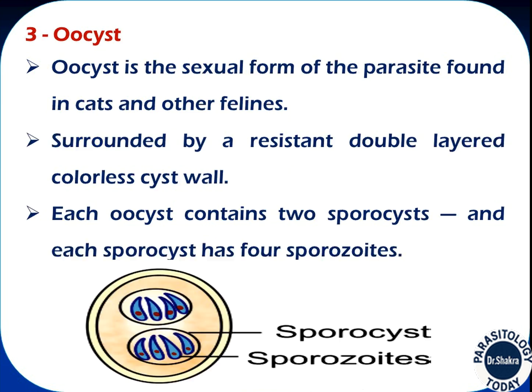3. Oocyst. The oocyst is the environmentally resistant stage. It's shed in cat feces, and it's typically spherical or ovoid, around 10 to 12 micrometers in diameter, with a thick double wall. When it becomes sporulated, each oocyst contains 2 sporocysts, and each sporocyst holds 4 sporozoites, giving a total of 8 infectious sporozoites.